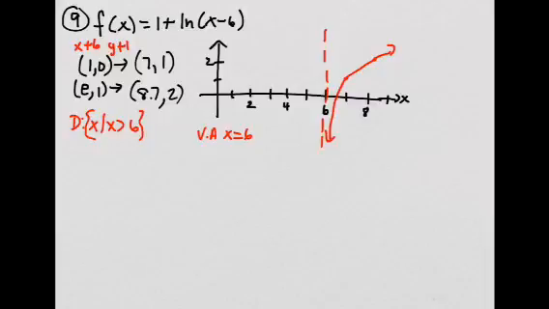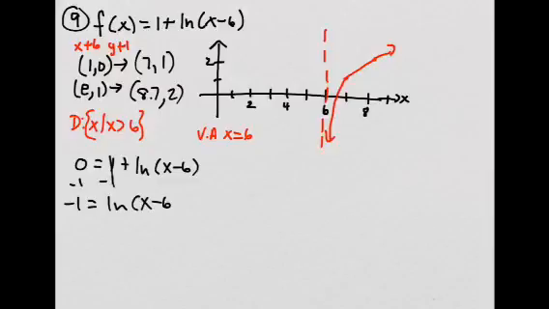And for the x-intercept, remember we solve for x when f of x is 0. So we subtract 1. So -1 equals natural log of (x minus 6). And now I'm going to convert it to exponential, so the base is e. The exponent is -1, and it equals x minus 6. So now I'm going to add 6.